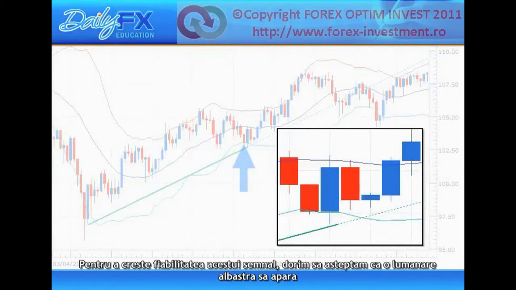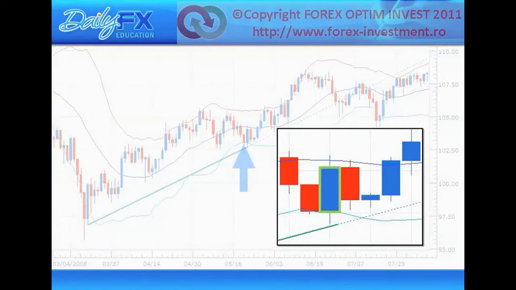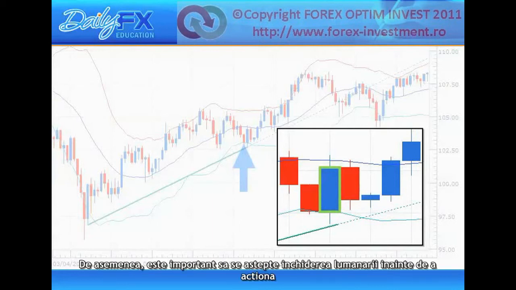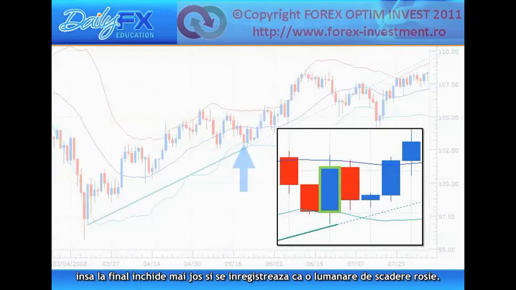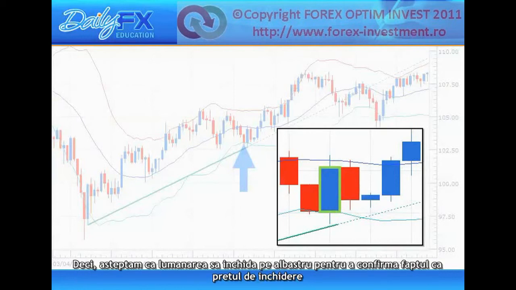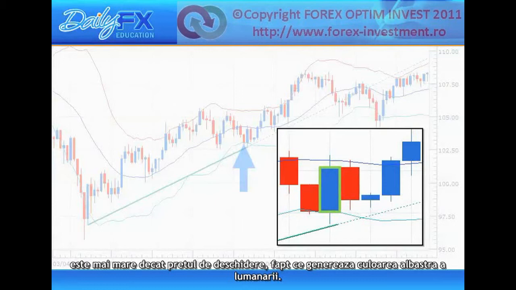To increase the reliability of the signal, we want to wait for a blue candle to appear to note that there are buyers coming back into the market. It's also important to wait for the candle to close before acting, as there can be times that the candle can appear blue only to close lower and be printed as a red candle. So we wait for the candle to close blue to confirm that the closing price is higher than the opening price, which is what identifies the candle as blue.